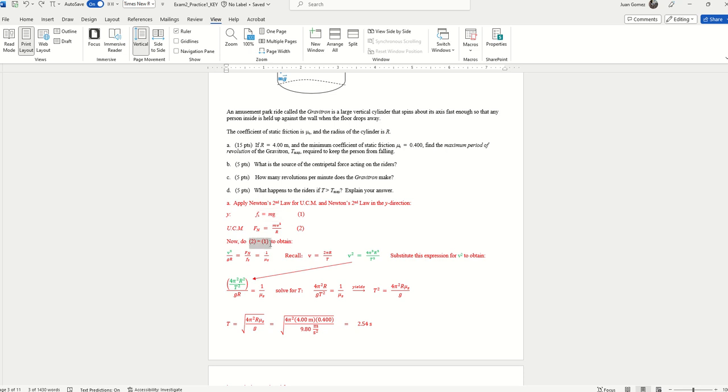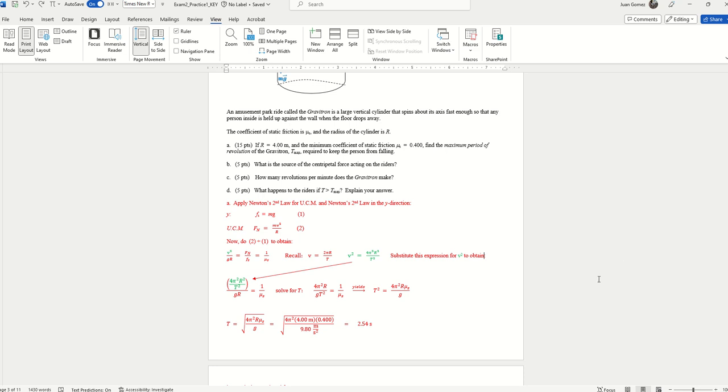In fact, a good way to work this problem would be, when you set it up, take equation 1 and divide it by equation 2. On the left-hand side, you'll have Fs divided by Fn, which is mu s. And on the right-hand side, you'll have mg divided by mv squared over r, which is going to give you gr over v squared. Then replace v squared with 4 pi squared r squared over t squared. You can do it either way and do the algebra, but remember, you want an expression for t. You want that maximum period of revolution.